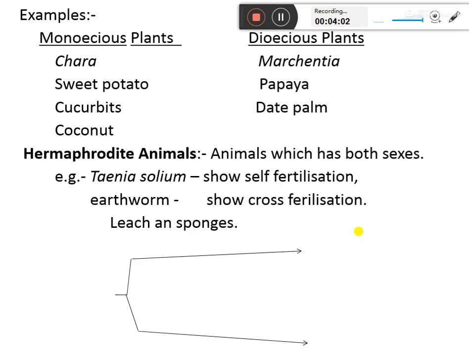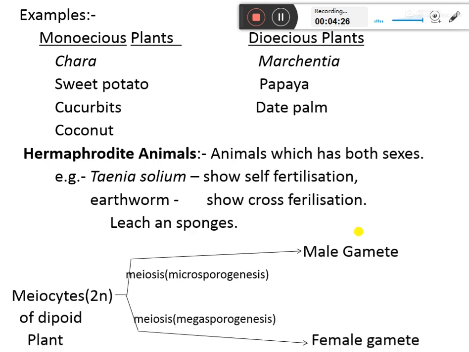Although in the case of the earthworm, the male and female reproductive structures are in the same earthworm, it shows cross-fertilization, that is, the sperms of one earthworm are transferred to another earthworm. Similarly, it takes place in the case of leeches and sponges.